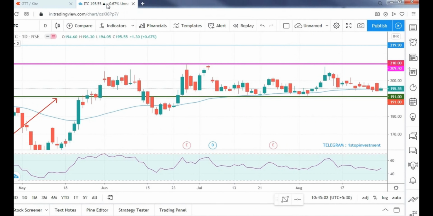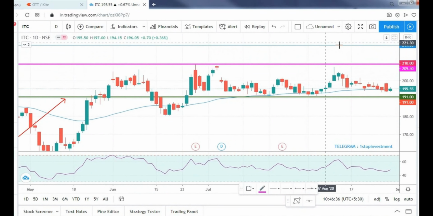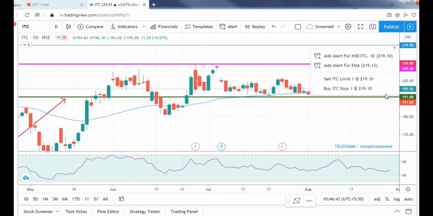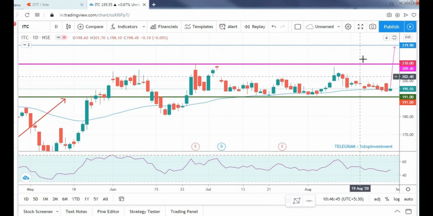I am using TradingView for the charts. This is the ITC chart in a daily time frame. You see the support at 191 and the resistance around 209.40. So to have a breakout, the stock should cross 209.4. So this should be our trigger price. So from 196, the stock should trade above 210 to have a breakout.